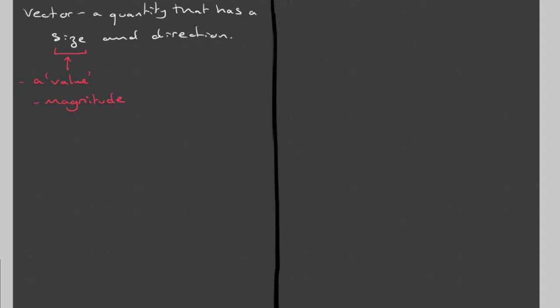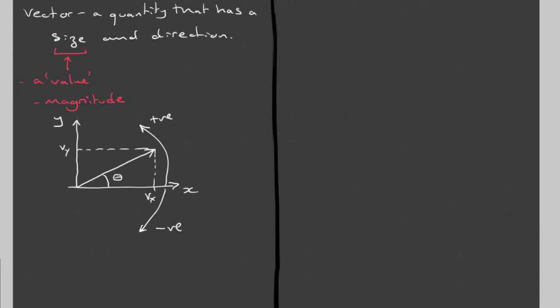Now we draw a vector as an arrow. The arrow has a length, which is equivalent to the size or the magnitude of the vector, and the direction, normally referred to in physics by theta, is indicated by an angle to the x-axis. It doesn't have to be to the x-axis, but that's the typical angle that we talk about. With respect to angles, the x-axis is generally our base, and if we go anti-clockwise, we talk about a positive angle, and if we go clockwise, we talk about a negative angle.